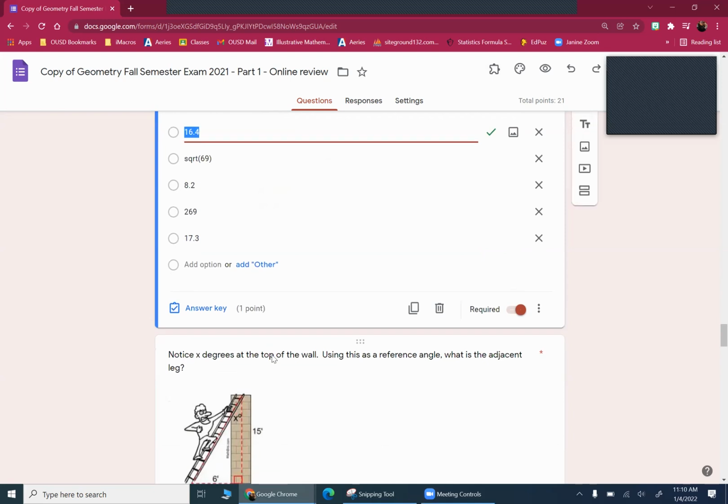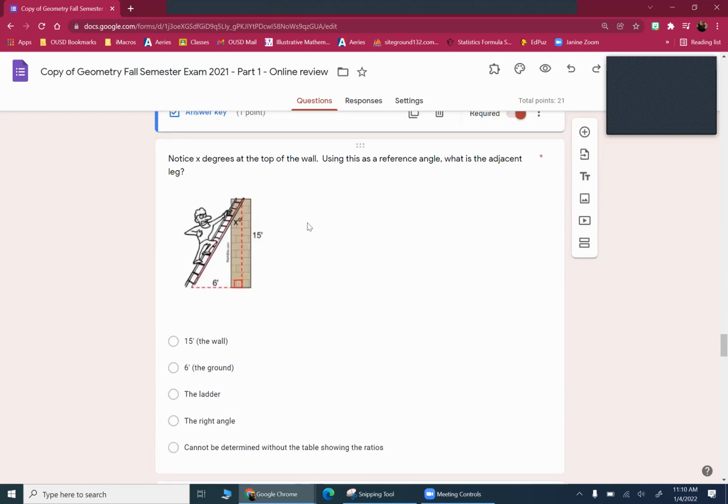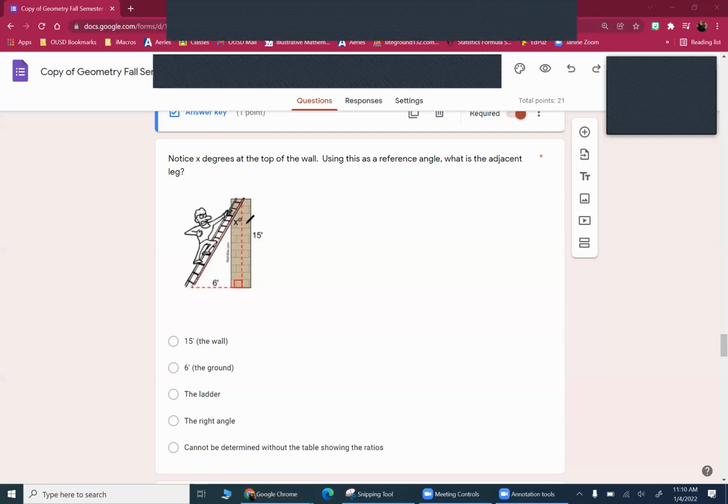All right. I think this is the last one I'm going to do. Okay, we have X at the top of the wall. If this is our reference angle, what's the adjacent leg? This is the other important thing that you have to know starting this semester. This is our reference angle up here. This right here is always our hypotenuse because it's opposite from the right angle. That never moves. But since I'm looking at the X angle up here, this down here is the opposite side, and this is the adjacent side.